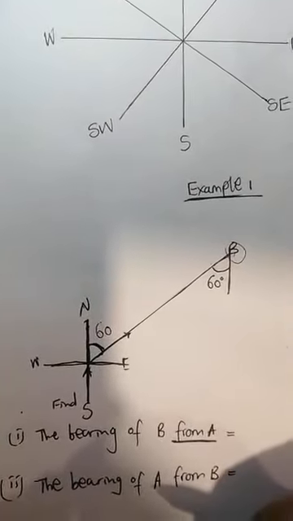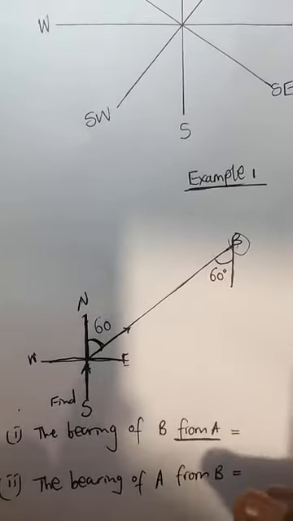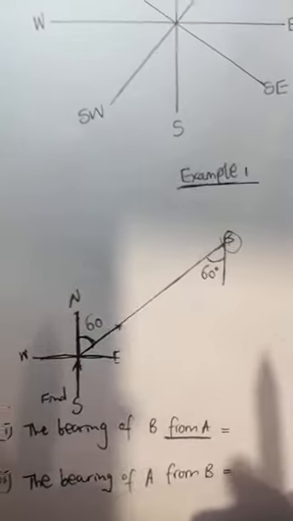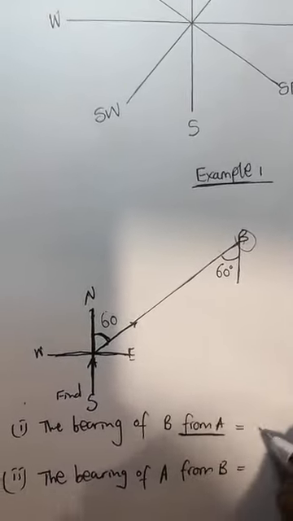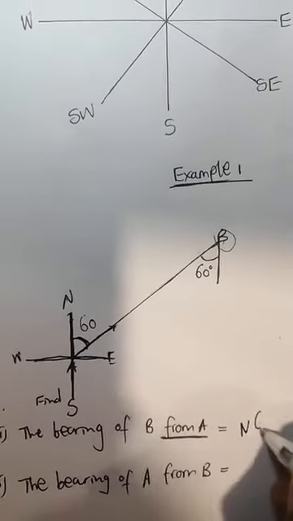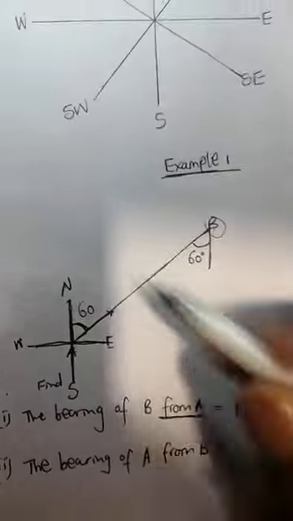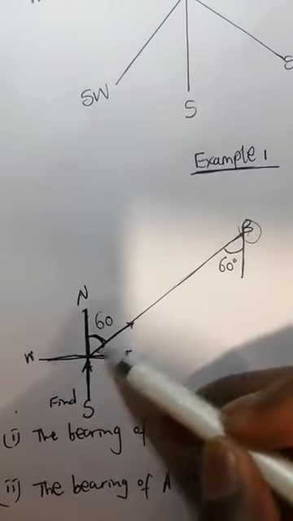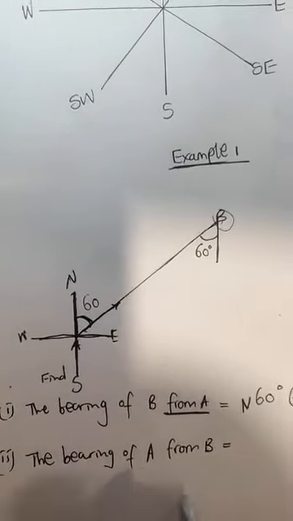North 60 degrees east. So this direction to the right is the east direction or northeast, but in this case just write north 60 degrees east. North 60 degrees east.